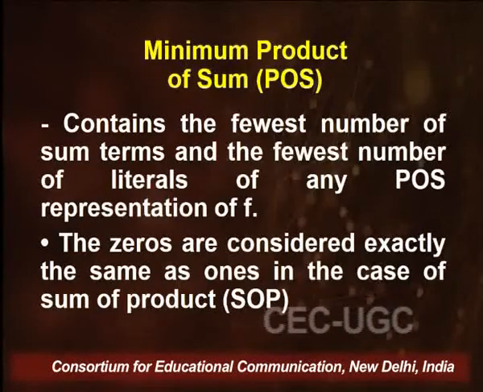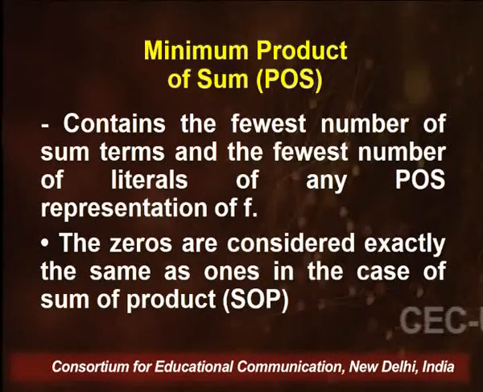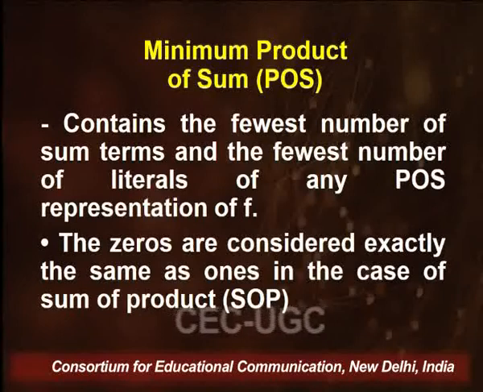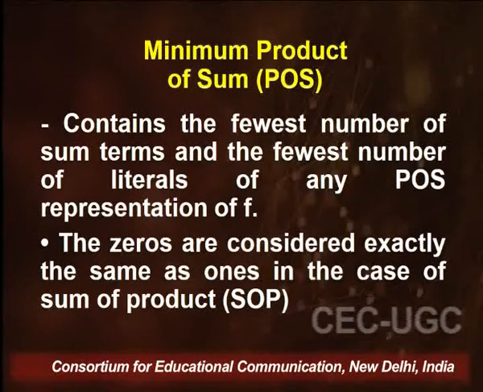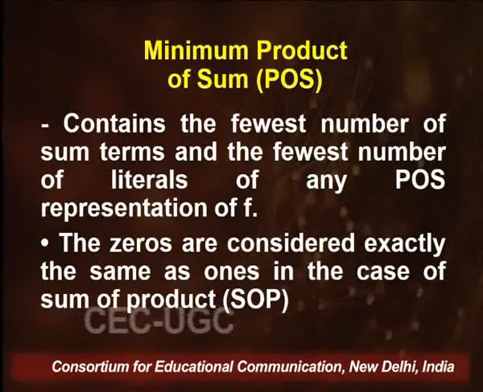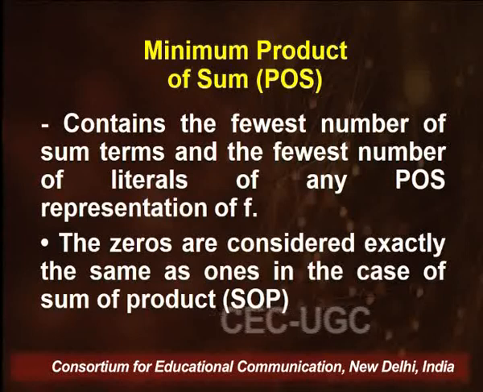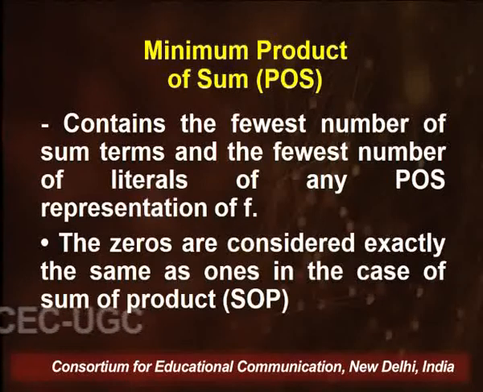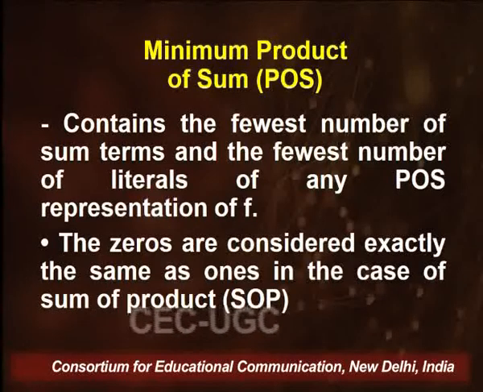Now, we have another term which is called a minimum product of sum. This contains the fewest number of sum terms and the fewest number of literals of any POS or the product of sum, which is represented by the function. The zeros are considered exactly the same as 1 in the case of the sum of product. So, in case of sum of product, we put a 1. In case of product of sum, we replace that 1 with a 0. That is what we need to remember.